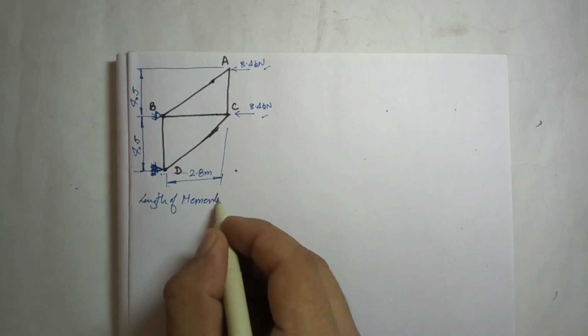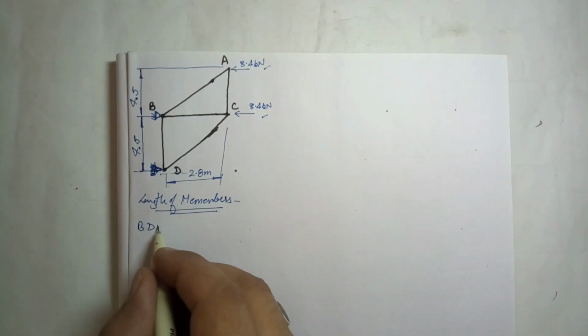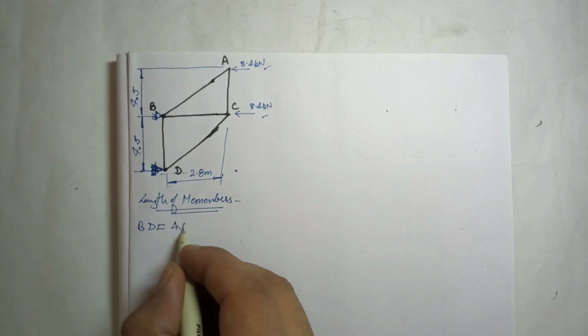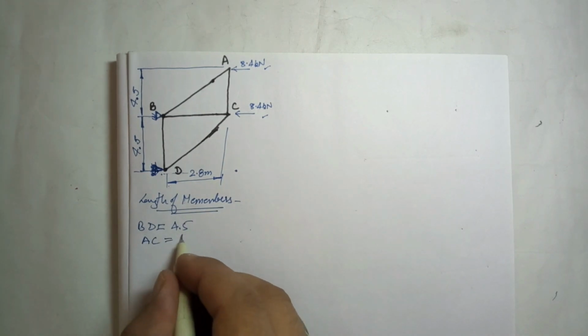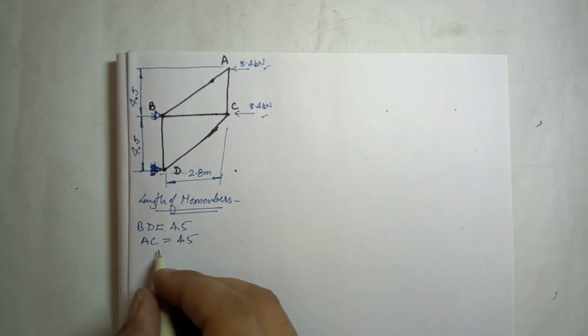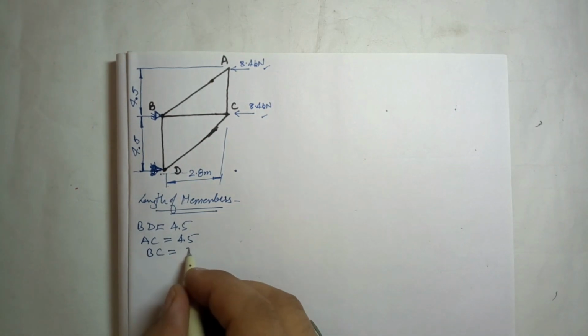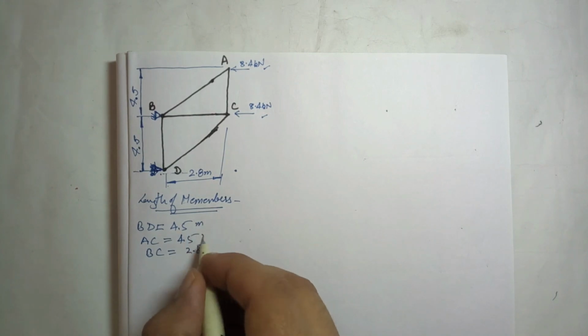Now what are these? BD is given directly, that is 4.5. Then AC is also given, that is again 4.5. We have BC, that is given 2.8. Now values are in meter.